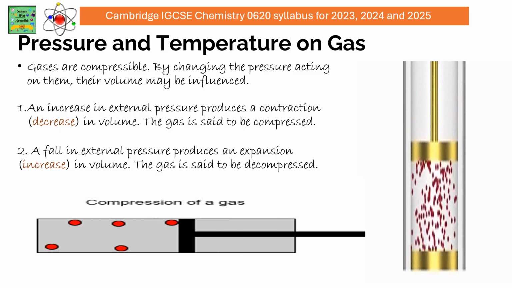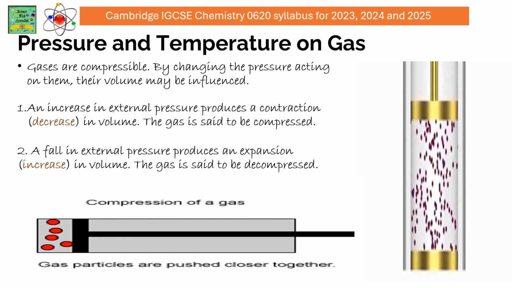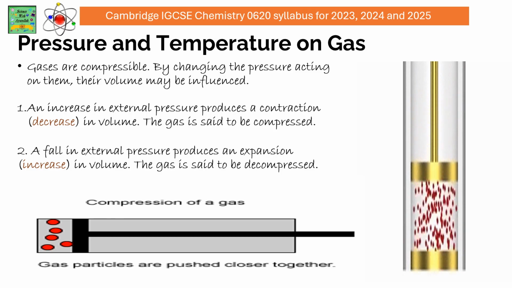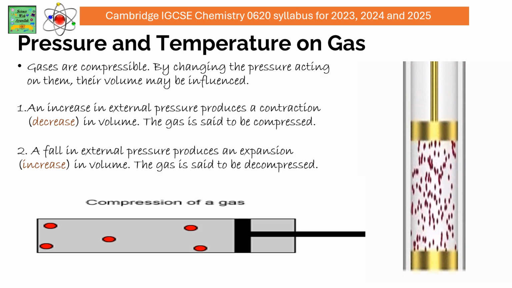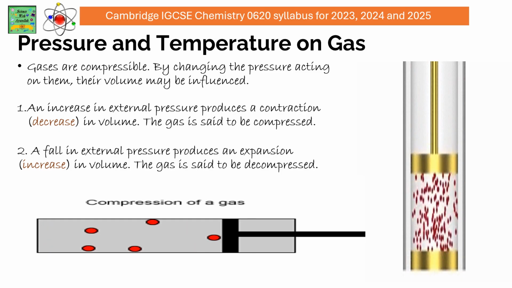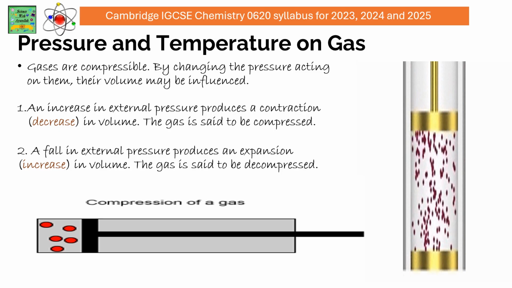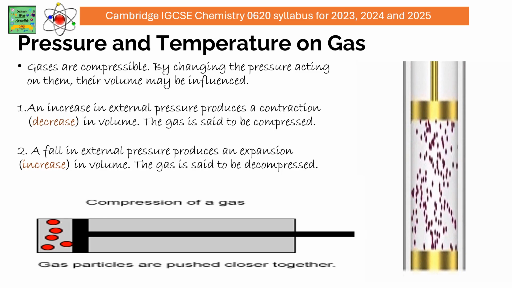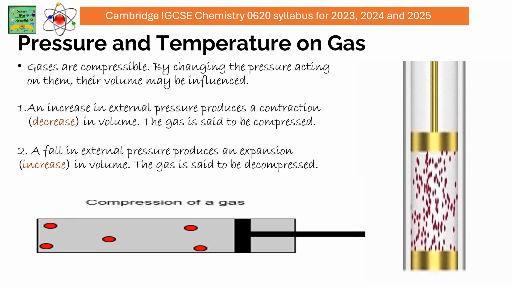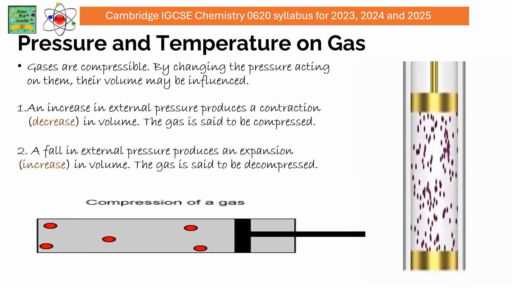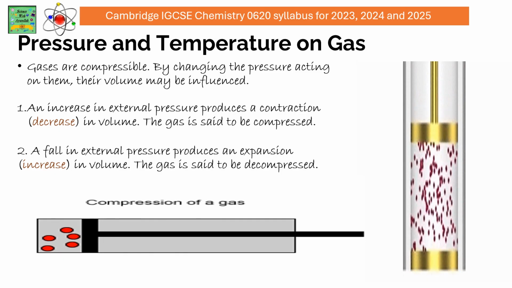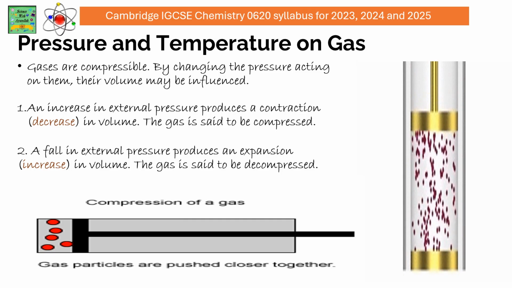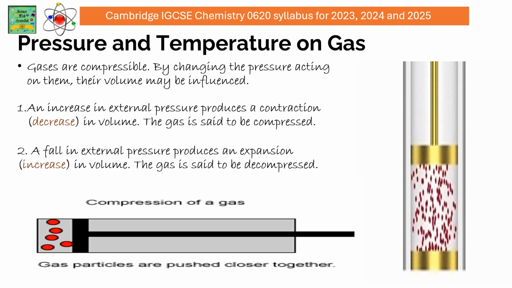Effect of pressure and temperature on gas. As we all know, gases are compressible. By changing the pressure acting on them, their volume can be changed. An increase in external pressure produces a contraction. Thus, the gas is said to be compressed. When there is no external pressure acting on the gas, the volume increases. Thus, the gas is said to be decompressed.